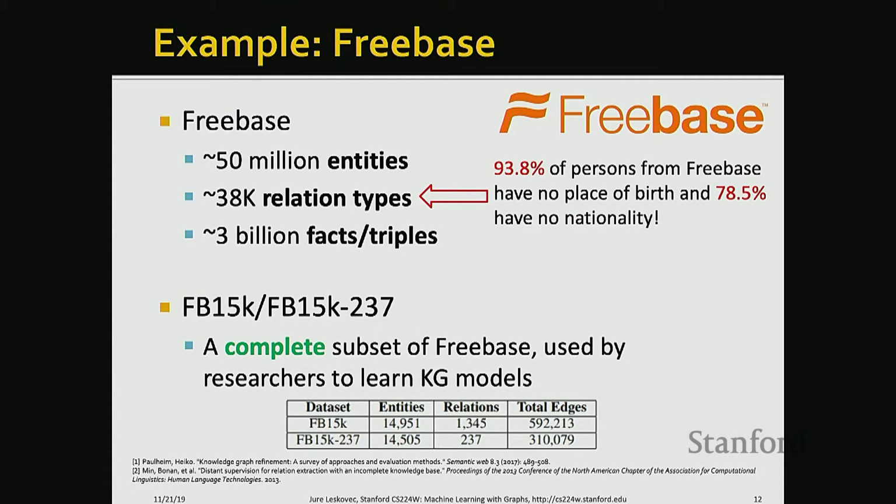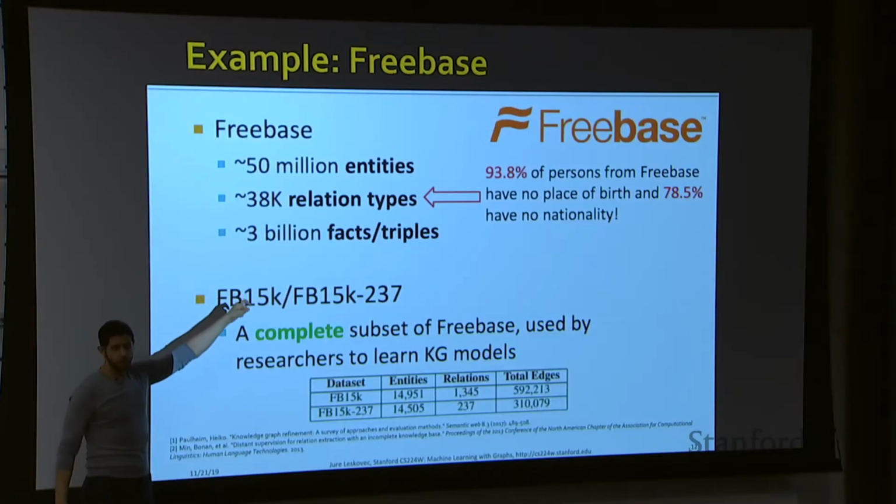So let's take Freebase, which I told you stopped being developed a while ago, but it already grew back then to this amazing size, so 50 million entities, almost 40,000 relation types, and 3 billion facts or triples, so 3 billion edges in our graph.